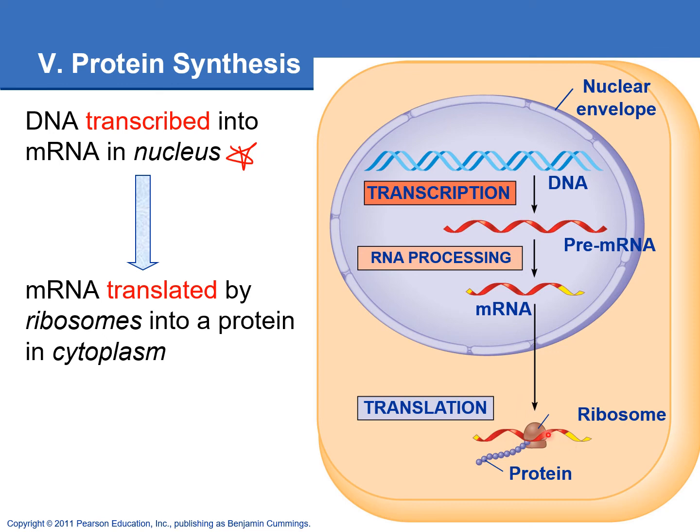jump on the messenger RNA, and they're going to translate or decode, read the code that's on the messenger RNA and figure out what amino acid to put in what order to make the protein. So that would be the second step, translation, and that's going to occur in the cytoplasm. And that occurs in the cytoplasm because that's where the ribosomes are. You don't find ribosomes in the nucleus. Ribosomes are just in the cytoplasm, so translation has to occur in the cytoplasm.